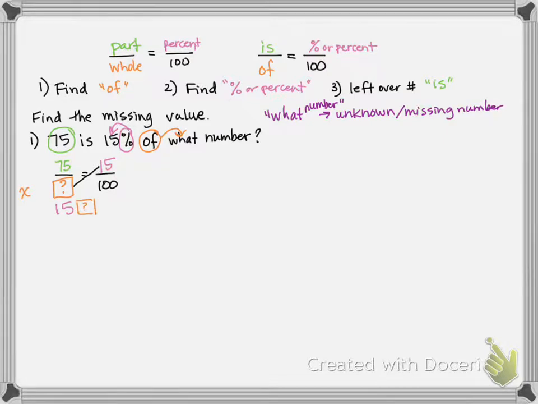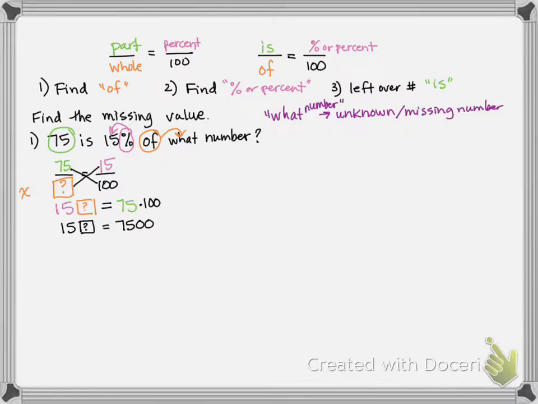And that's going to be equal to, so we're going to set these 2 products equal to each other, what I get when I multiply on the other diagonal. So that's going to be the part number, which is the is number, and we're going to multiply it by 100. Okay? So this is a new way of solving. So now I'm just going to do single color. So I still have 15 times the mystery number equals 75 times 100 is 7,500.